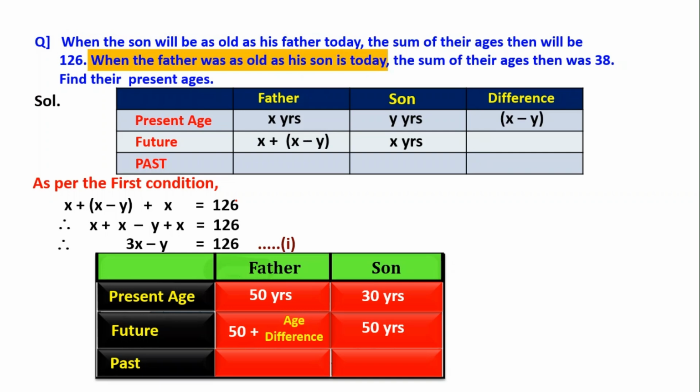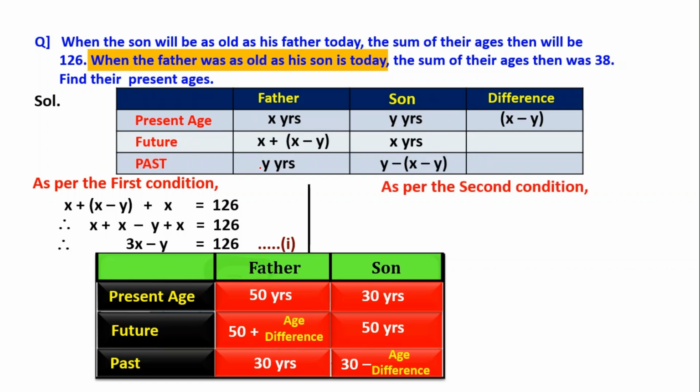Now comes the second condition: when the father was as old as his son today, the father's age is y years. You can see that, for example, the father is 30, then the son's age will be less by the difference. Present age of father is 50 and past age is 30, so the difference is 20. So 30 minus 20 is 10. The age difference is x minus y. So as per the second condition, the father's age is y and the son's age is y minus x minus y, and the sum is equal to 38. So here it is 3y minus x is equal to 38.